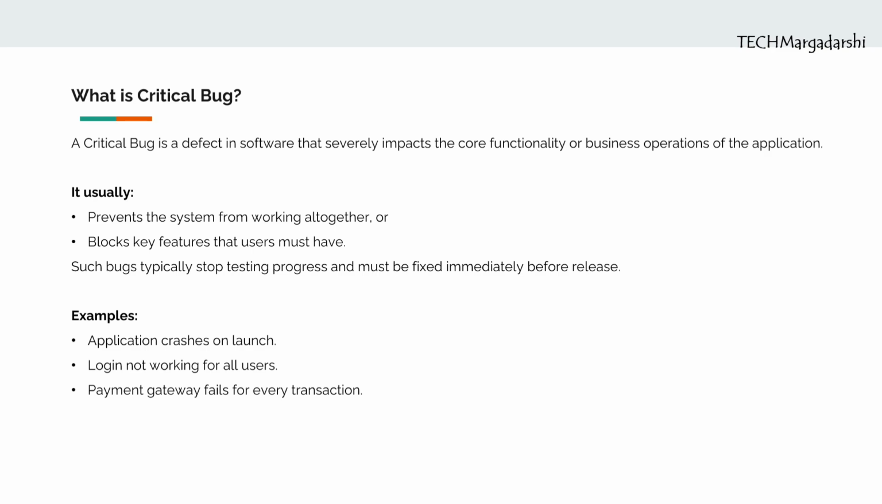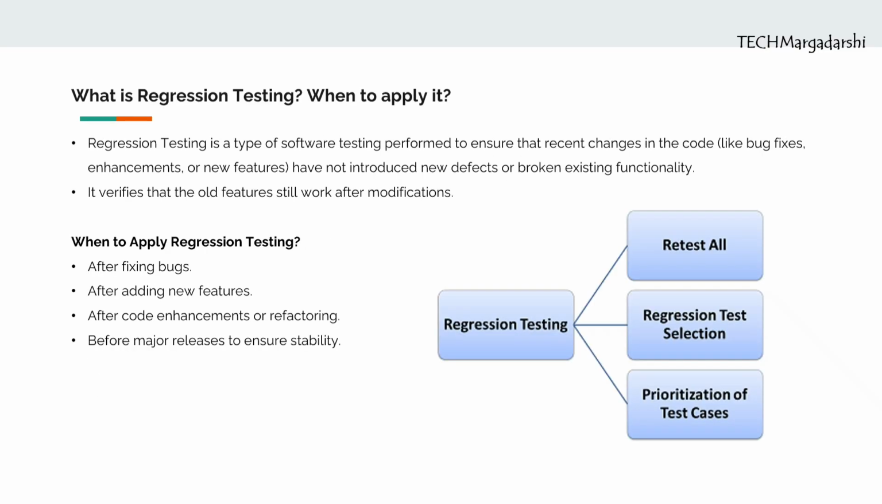These bugs are considered showstoppers because they must be fixed right away. Without resolving them, the software cannot move forward in testing or be released to customers. So, in short, critical bugs equals high severity. Immediate attention should be given. Now, move on to the next question.